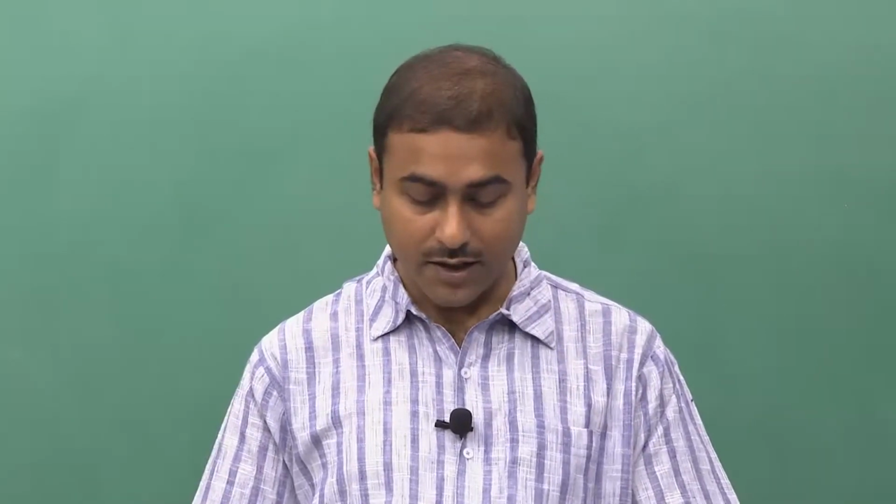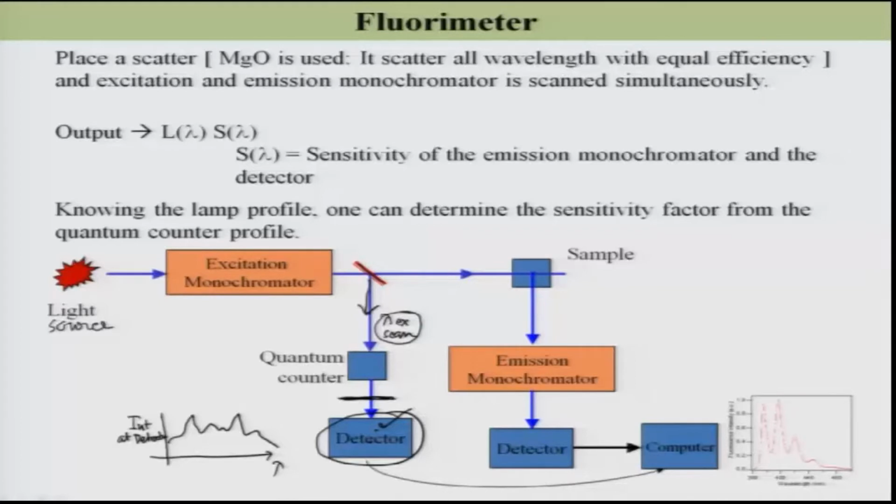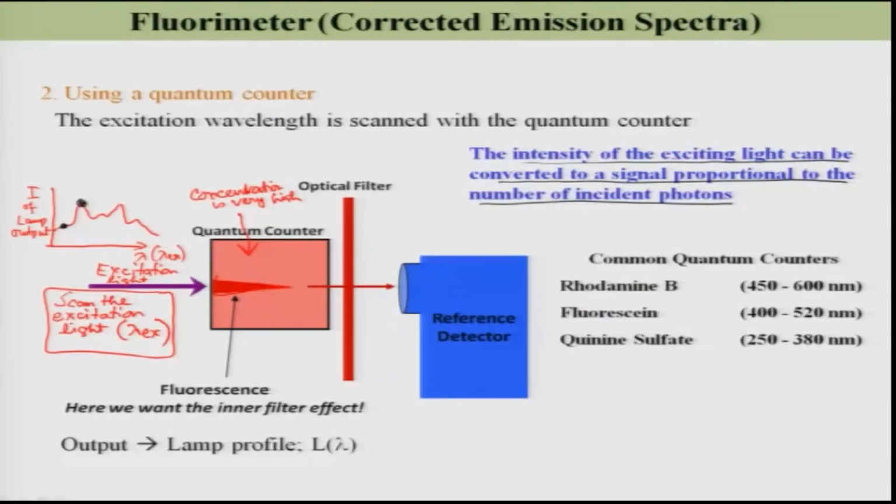Okay. So, if I now measure the total emission coming out of this quantum counter as a function of lambda excitation, what I am going to get is this pattern, and this is nothing but the spectra of the lamp, as I showed over here. So, let us name it L lambda. This is the lamp profile.